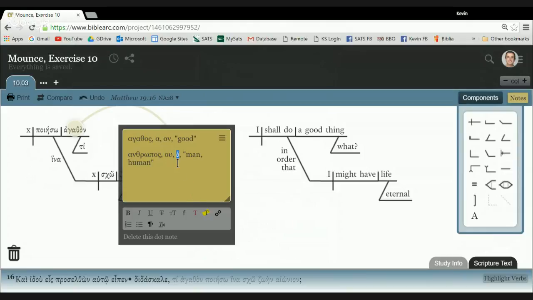The article tells you its gender. That's the only reason it's there. This one tells you that anthropos is masculine. If this was ta, it would be telling you that it's neuter, etc.